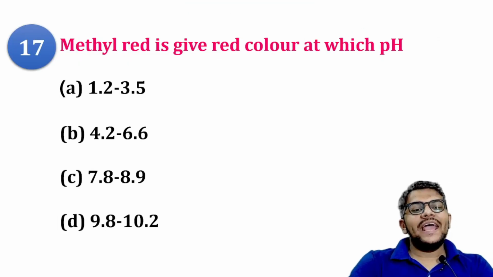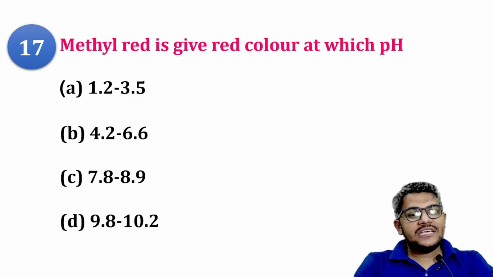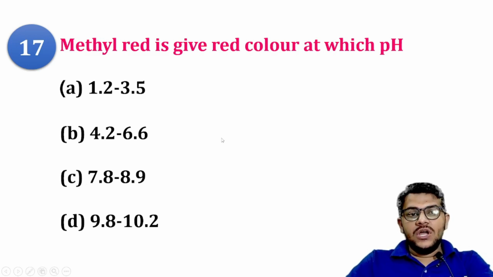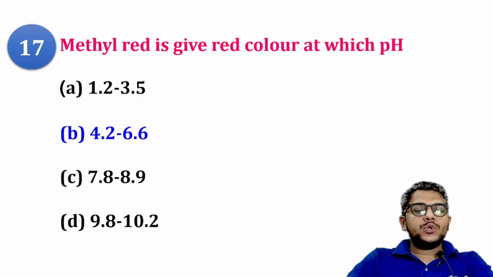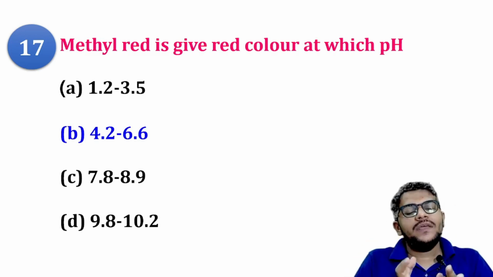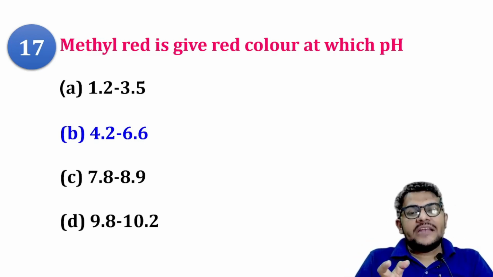Got it? Next you have: methyl red gives red color at which pH? Methyl red acts as an indicator. It is going to give you the red color at the pH of 2.2 to 6.6. At 2.2 to 6.6 pH, methyl red is going to give you the red color if you are going to use it as an indicator.